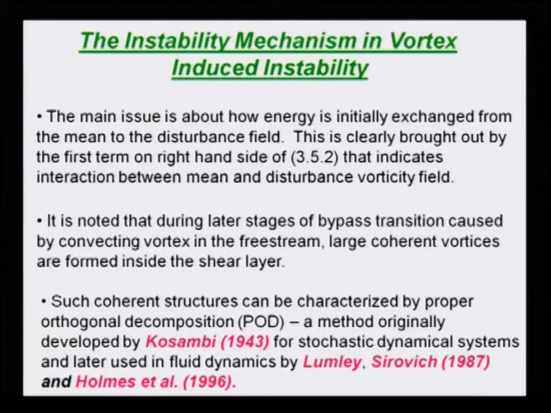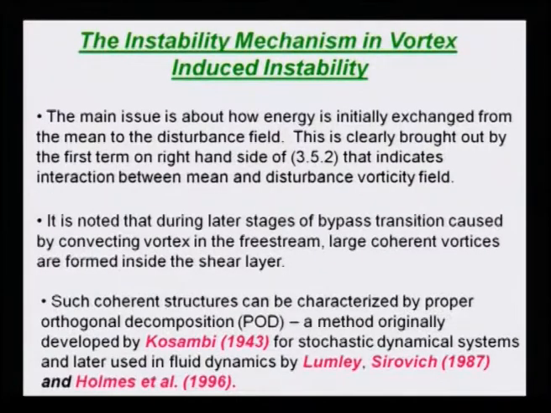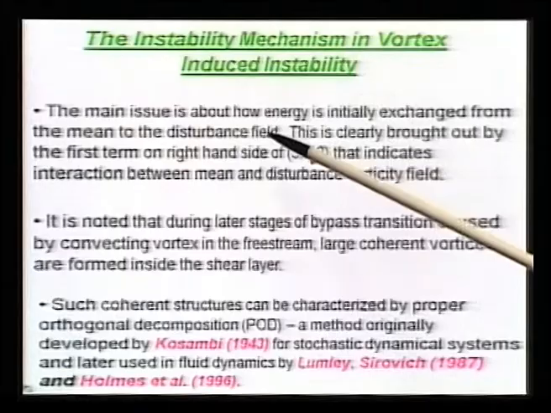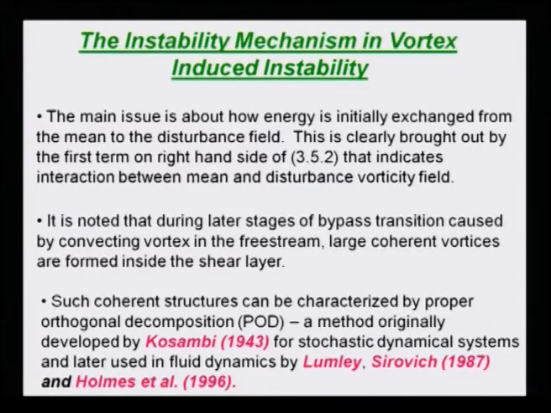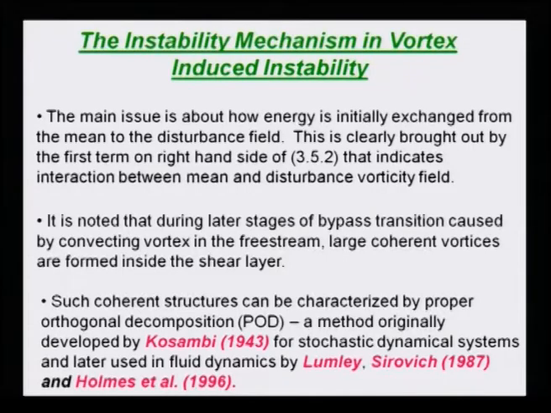What we understand by vortex induced instability is essentially written out here, that how initially the energy is transferred from the equilibrium flow to the disturbance field. That is the main issue. If we can predict that, we have predicted the primary instability, and once primary instability is triggered, that immediately brings in its wake secondary and tertiary instabilities that lead to eventual bypass transition. This is what we called a bypass transition.